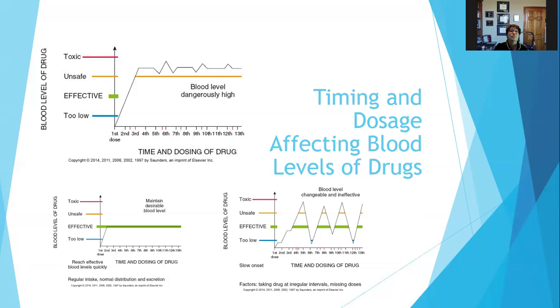So the ideal is the bottom left, where we're maintaining a desired blood level, but we're not too low to be effective, and we're not too high to be unsafe or toxic. If doses are irregular, which is the bottom right graph, you might be in the effective range some of the time, but a lot of the times it's either too low to be effective or too high and borderline toxic. So the interval that you take the drugs at is pretty important. And for some drugs, it's extremely important. And for some of them, it is mildly important. So that's information that your pharmacist can give you.